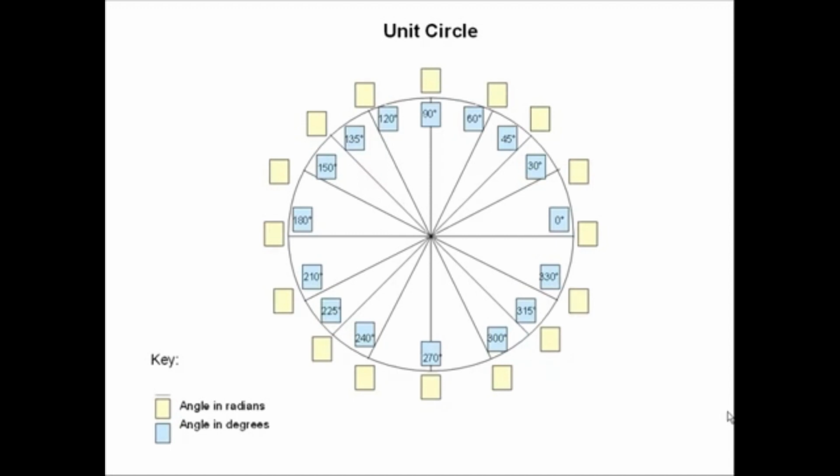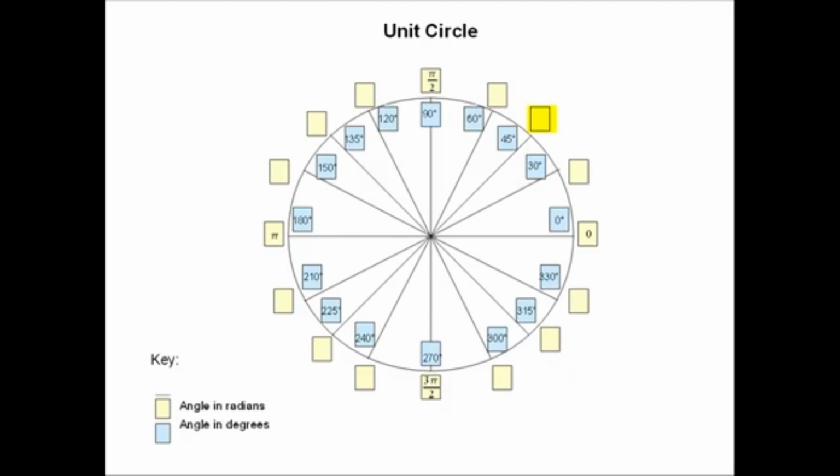Well, we also have to worry about radians. Let's first put in our 4 radians that we know. We know 0 radians, we know pi over 2 radians, we know pi, and we know 3 pi over 2. Well, now let's concentrate on the first quadrant. We'll start off with 45 degrees. What is 45 degrees in terms of radians?